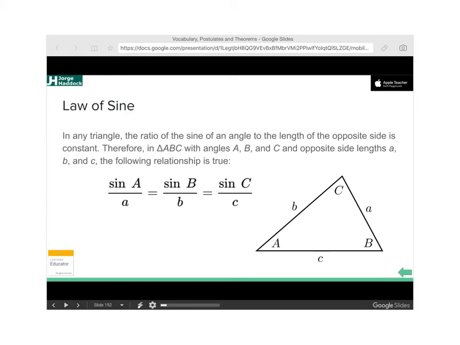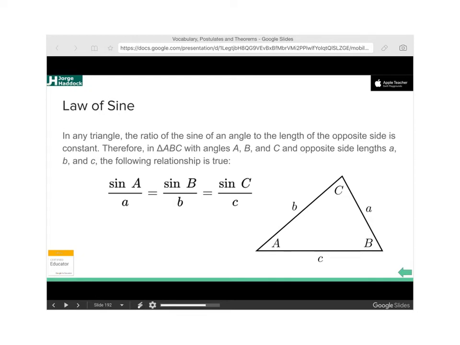So in this video, we're going to be working with the law of sines. The law of sines is a law that we can use to find the values of the angle. I can use this law when I know the measure of two angles and a side, or two sides and the not included angle.